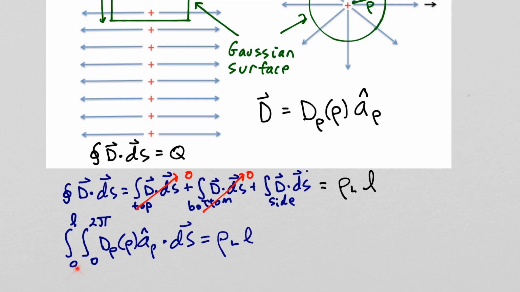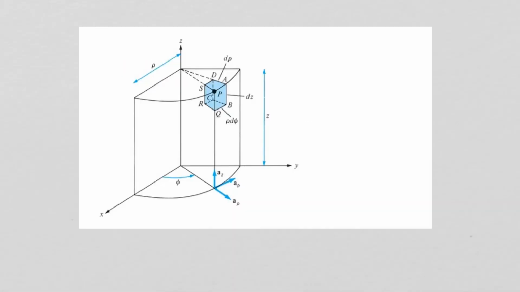On the side of the cylinder, the magnitude of D is constant, so that can be moved to the left of the integration. The dot product of the unit vector in the rho direction and D sub S will just give us the surface differential magnitude in the rho direction. If we're on the surface of a cylinder of radius rho and phi changes by the amount d phi, we sweep out an arc of length rho d phi. And if we move in the z direction a distance dz, then we define a differential surface of area rho d phi dz.